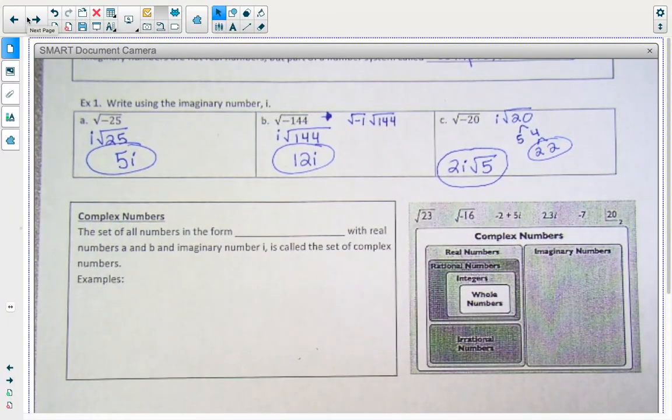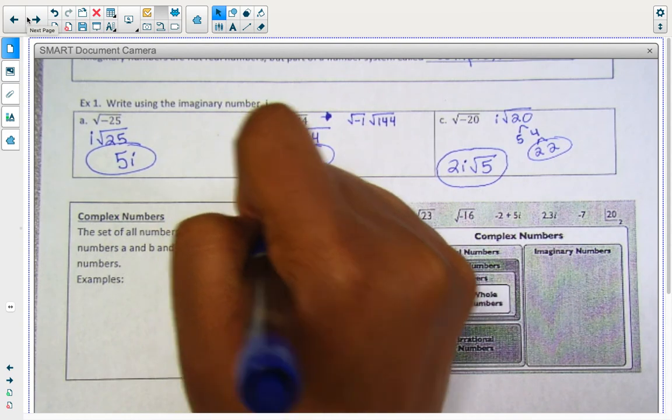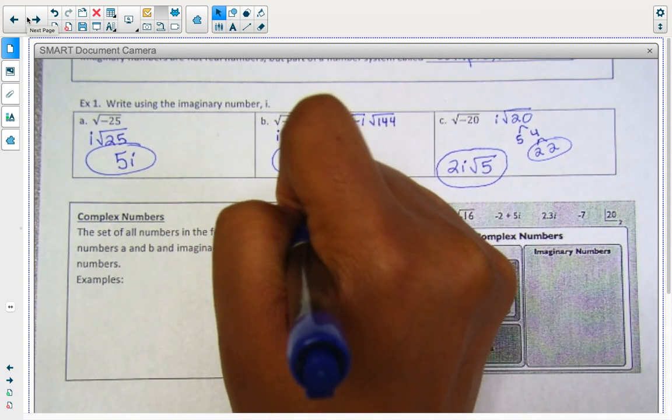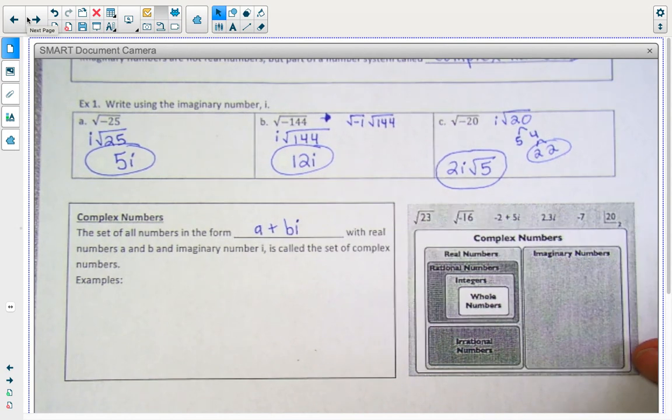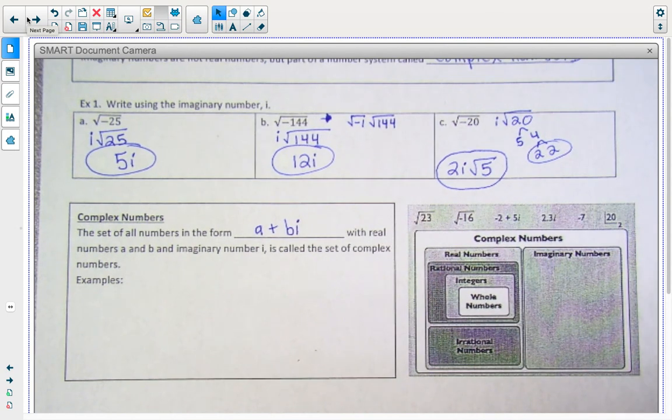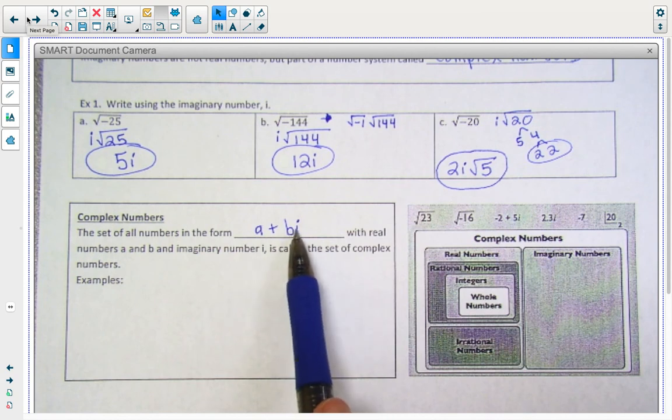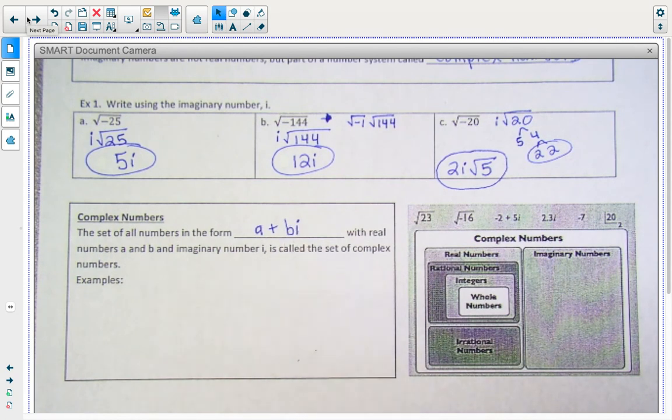The set of all numbers in the form a plus bi, with real numbers a and b and imaginary number i, is called the set of complex numbers. So complex numbers have a real part and they have an imaginary part. Up until this point, we've only been solely working with the real part of the problem. But now we're going to be incorporating the imaginary part of the problem into our knowledge.